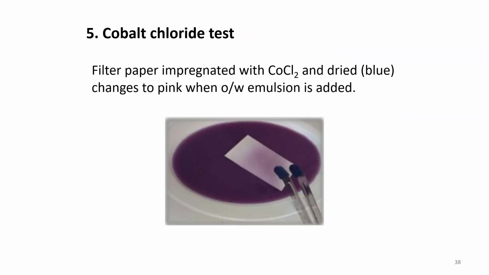We can also perform the cobalt chloride test. When a filter paper soaked in cobalt chloride solution is dipped into an emulsion and then dried, it turns from blue to pink, which indicates that the emulsion is an oil in water type emulsion.